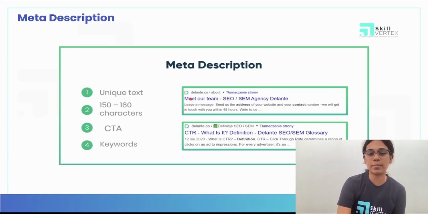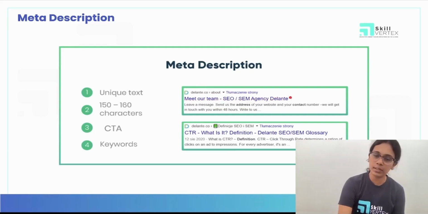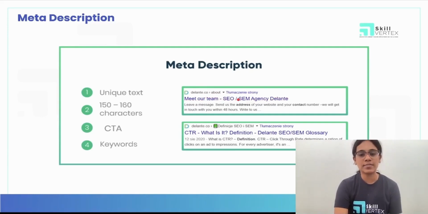It looks like this. For example, let's say this delante.co result. This is the company's logo. This is the URL. It tells where it's going. And then you have the heading for that particular URL: Meet our team, SEO or SEM agency Delante. Here you see a text saying: leave a message, send us the address of your website and your contact number. We'll get in touch with you within 48 hours. Write to us.